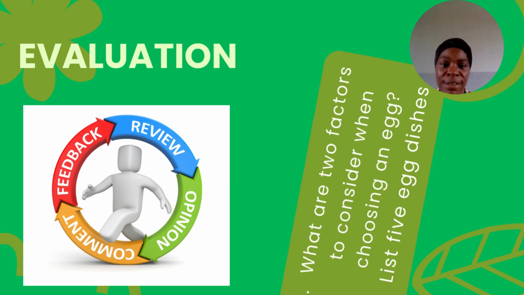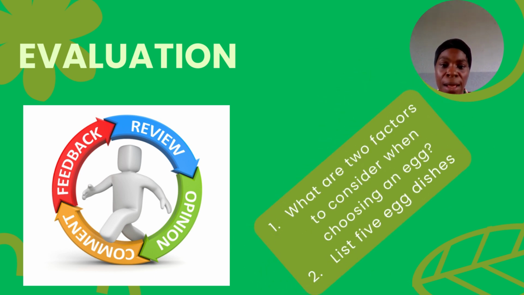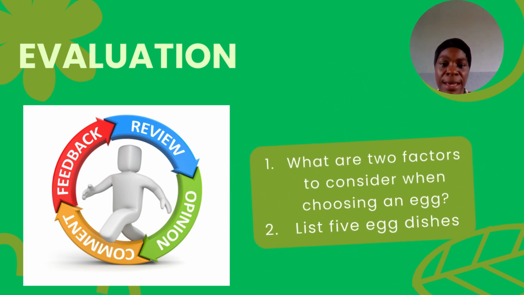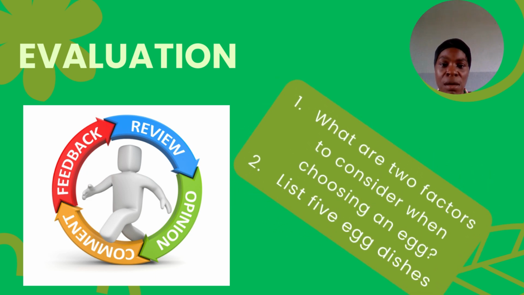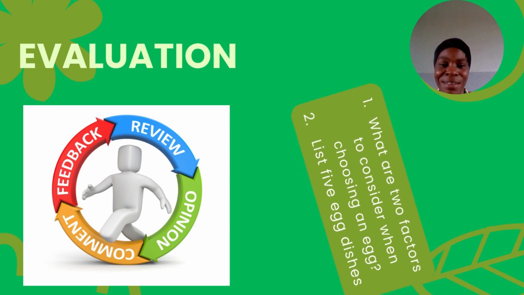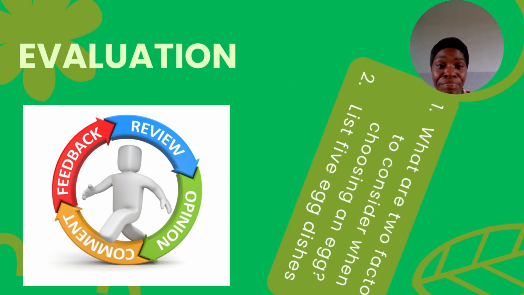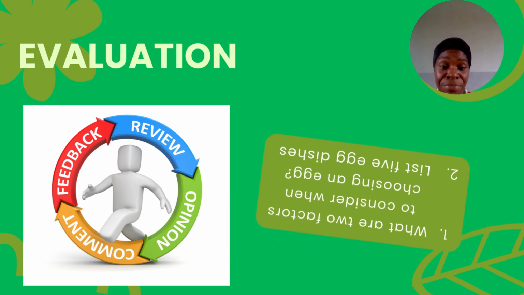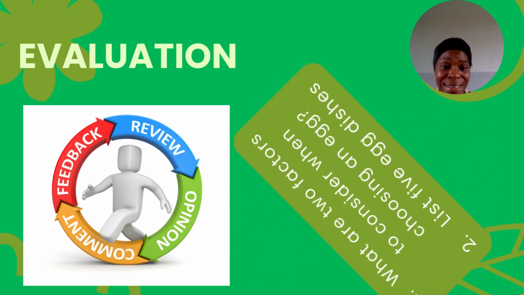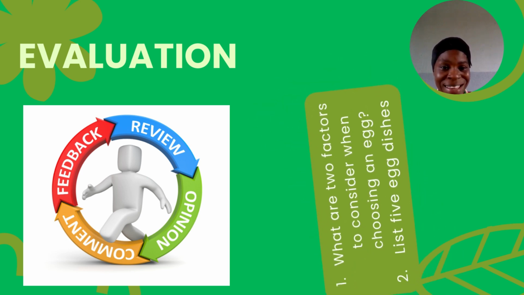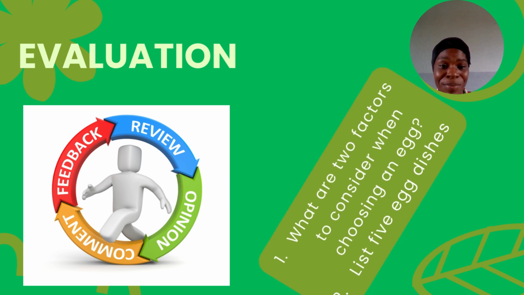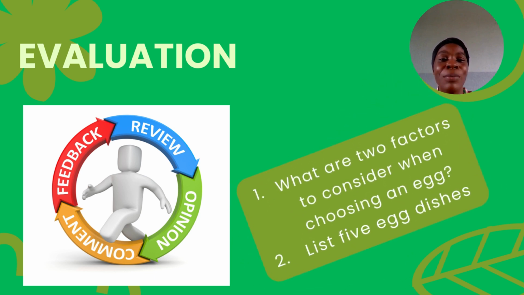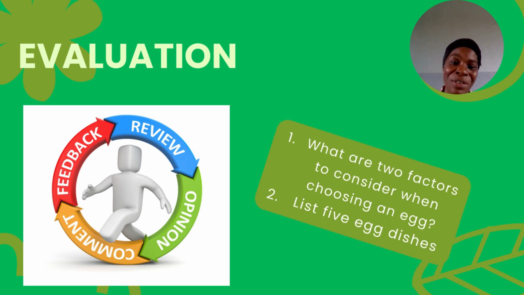Okay. The last question says list five egg dishes. List five egg dishes. Okay. First one is what? Poached egg. Good. Scrambled egg. Omelette. Okay. Boiled egg. Okay. And the last one is what? Sunny side up. Hey, good job. Give yourself a round of applause.